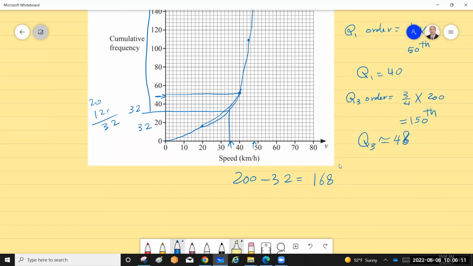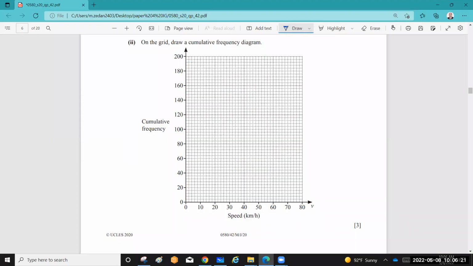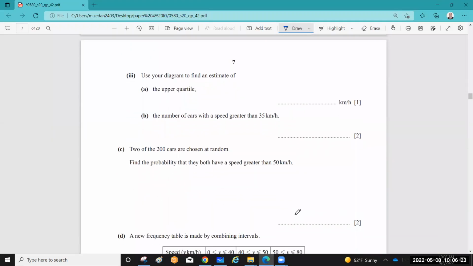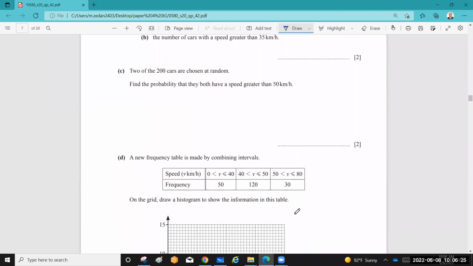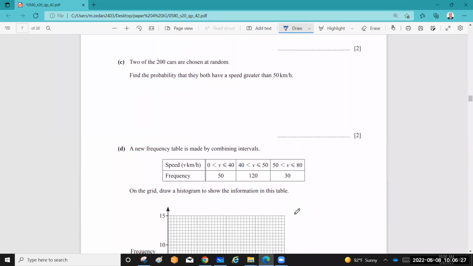Maybe at 40. Of course, you can just take an approximate value of this part. Continue on the paper now for number 3. Two of the 200 cars are chosen at random. Find the probability that both have a speed greater than 50.